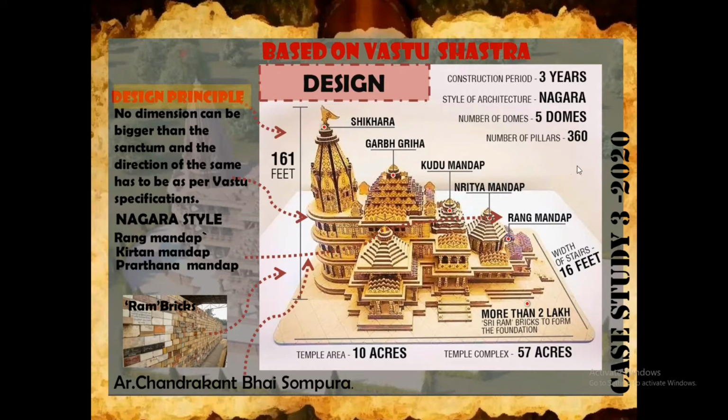The width of the stairs leading to the Ram Mandir is 16 feet. The early 90s design showed it had three mandaps or domes and one shikara. The present day design shows it has five domes or mandaps and one shikara.